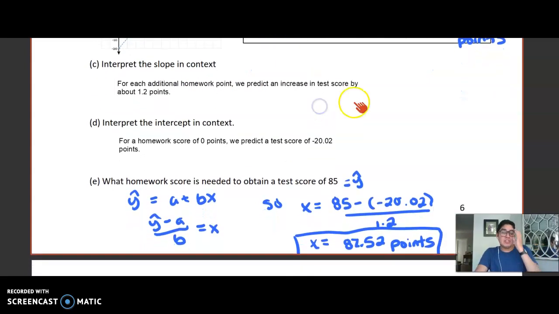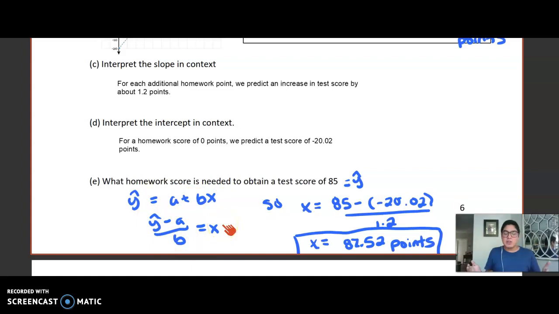And then lastly, we switch it up on you. So instead of asking for a prediction, I was asking for the explanatory variable that will help you obtain this prediction. So what homework score is needed to obtain a test score of 85? So here's my LSRL, y hat equals a plus bx. I want to solve for x, so I'll subtract a from both sides, divide by b.